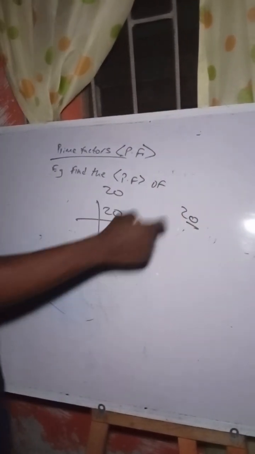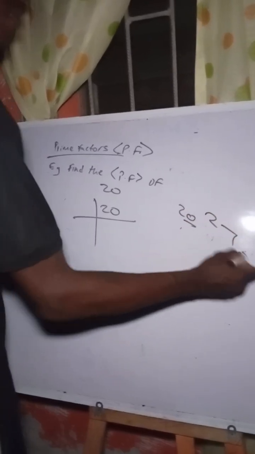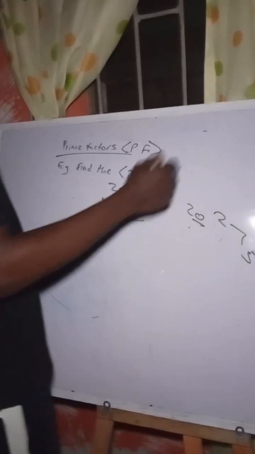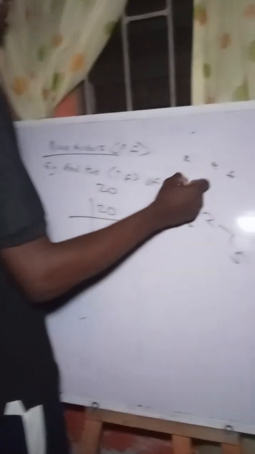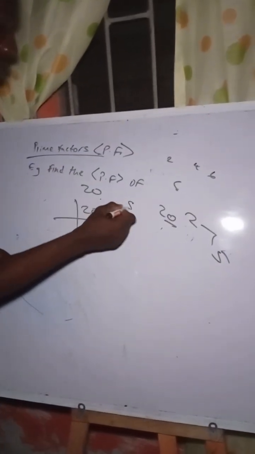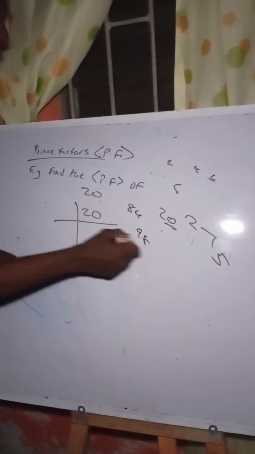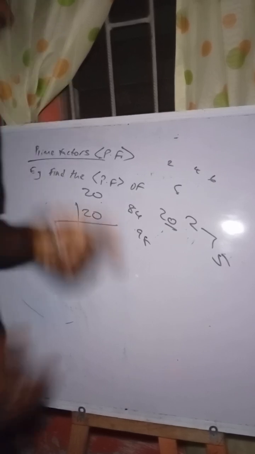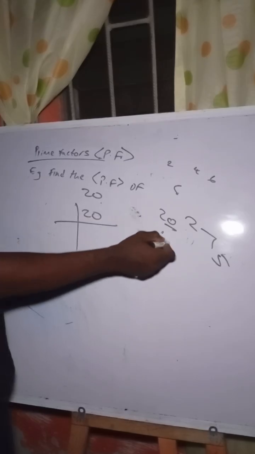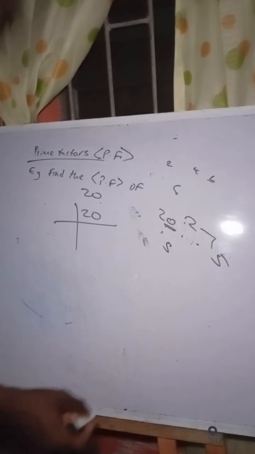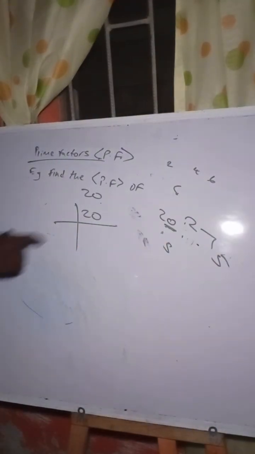There's something you should know. Any number that has 0 at the end, 2 and 5 can divide it. 2 is a prime number, 5 is a prime number. Any number with 2, 4, 6, 8 at the end, whether it's 84, 98, only 2 can go; use 2 to divide it. Any number that has 5 at the end, use 5. Let's go.